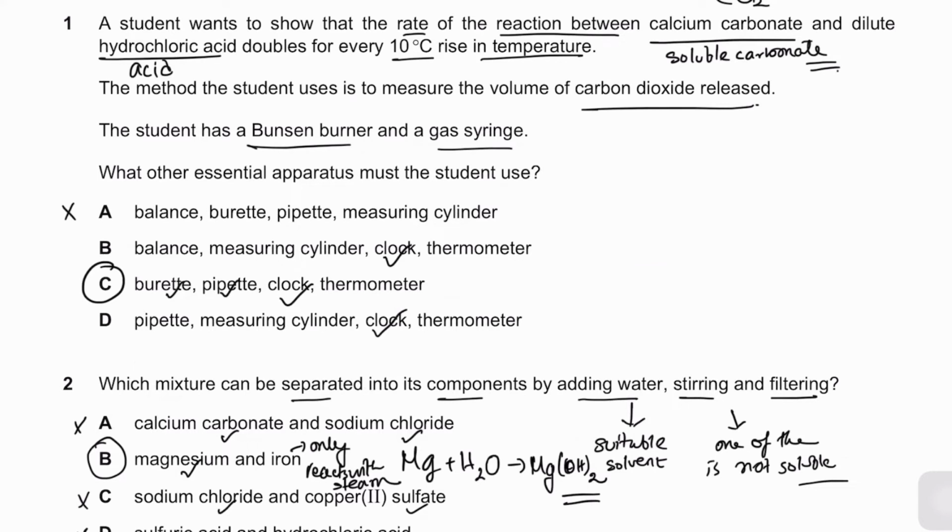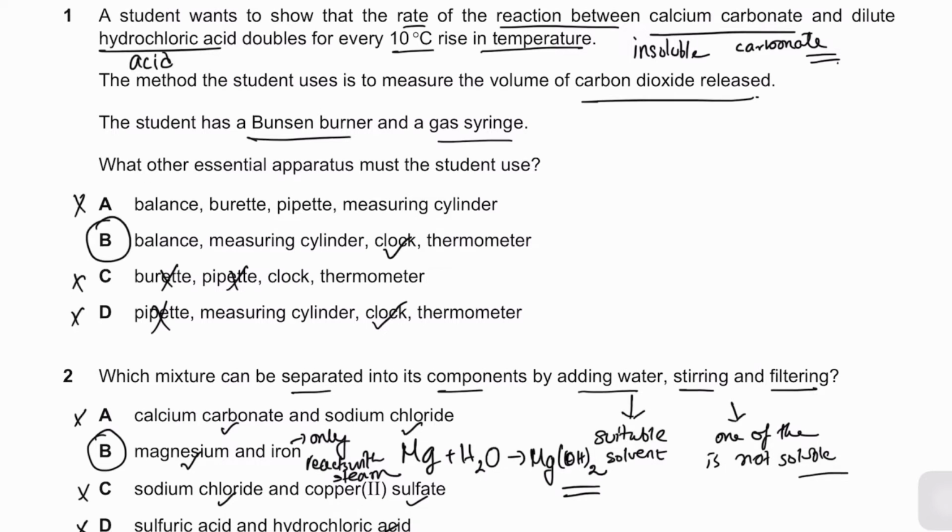Okay, so we actually have an error for the first question. The mistake that I made is assuming this will be a soluble carbonate. Only group 1 carbonates are actually soluble. This is an insoluble carbonate, so a burette and pipette won't be an option. So options with a pipette and burette will be cancelled. So the correct option is going to be B.